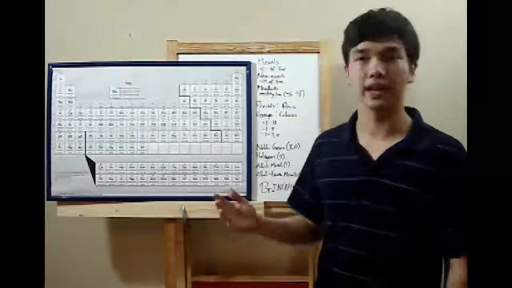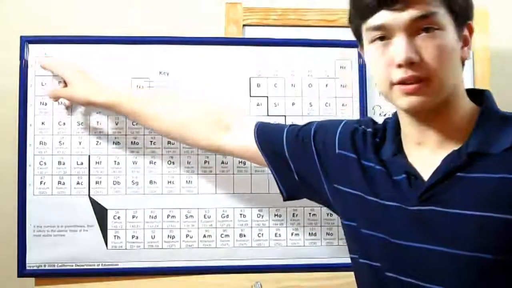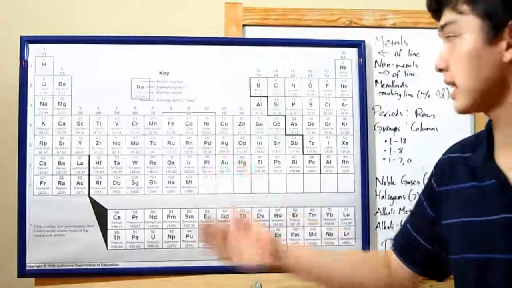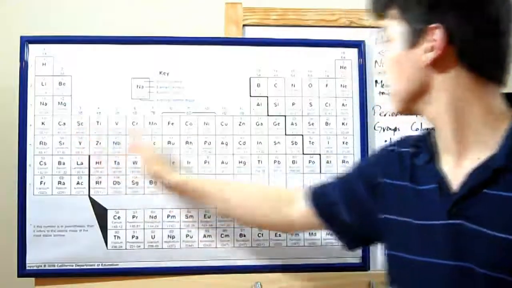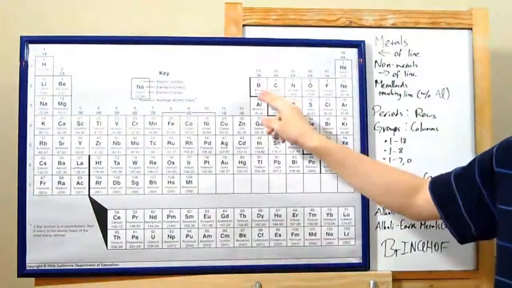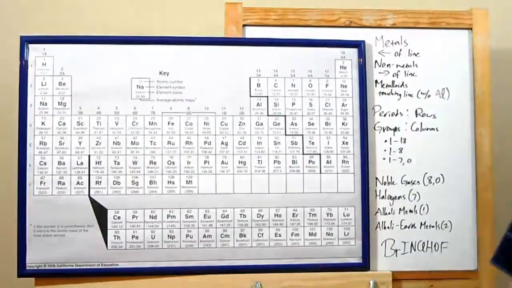Then there's the 1 to 8 numbering method. In this one, look over here. Under the top number, there's a number with an A next to it. Focus only on those. 1, 2, skip these, going on to 3 over here, and all the way up to 8. This block in the middle is known as the transition metal block, and sometimes it's not included.